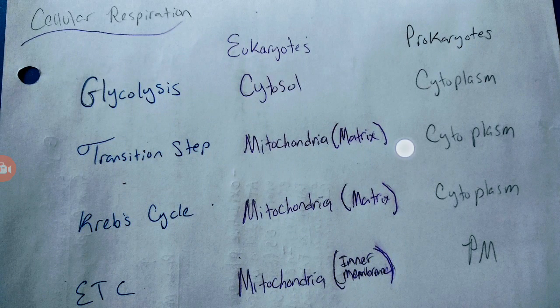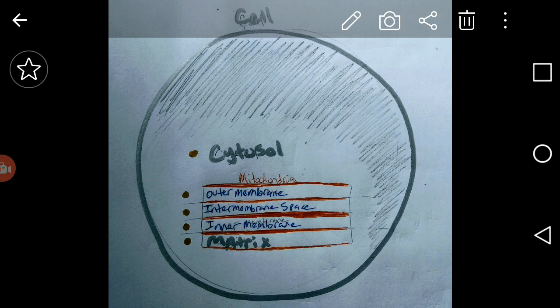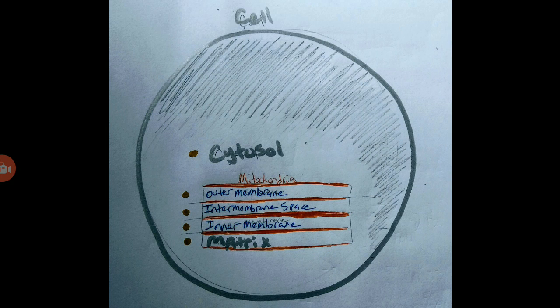Now, rather quickly, for cellular respiration, in eukaryotes and prokaryotes, glycolysis occurs in the cytosol. For eukaryotes, the transition step occurs in the mitochondria, specifically the matrix. Recall the image. The Krebs cycle in eukaryotes occurs in the mitochondria again, but in the matrix specifically. The electron transport chain occurs in the mitochondria, specifically in the inner membrane. So recall these areas. In the matrix, we have the Krebs cycle and transition step. In the inner membrane, we have the electron transport chain, and in the cytosol, we have glycolysis.